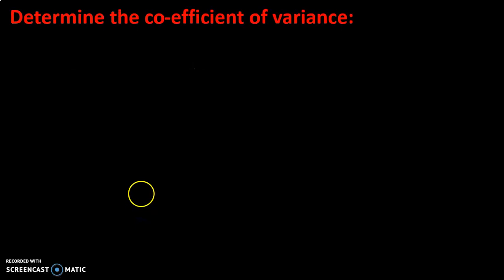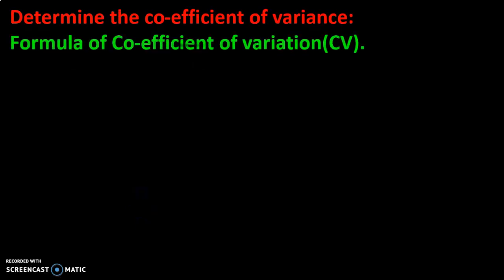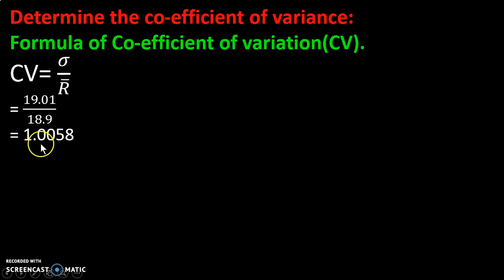Now we calculate the coefficient of variation. The formula of the coefficient of variation, or CV, is sigma or standard deviation divided by expected return. Standard deviation is 19.01 and expected return 18.9. Then CV will be 1.0058 or 100.58%.